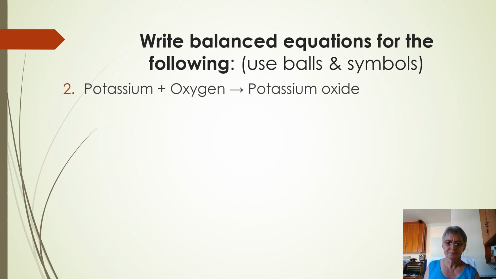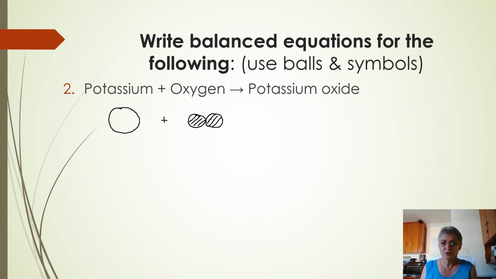So, potassium is an element in period 4. So, potassium's atoms would be much bigger than oxygen's atoms, because oxygen is an element in period 2. You may have your periodic table open as we go through this work, so that you can make a reference to it. Oxygen is also diatomic.